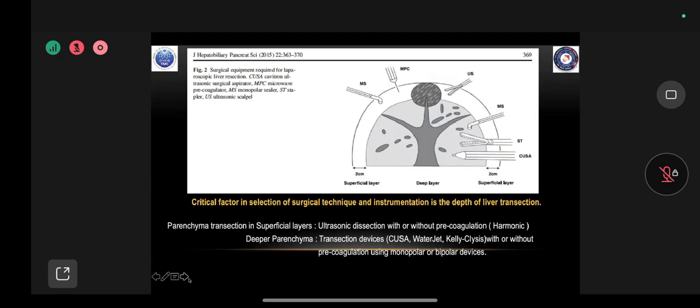So what we practice is that in the superficial layers you use ultrasonic dissection either without or with a precoagulating device, and in the deeper parenchyma you use transection devices like the CUSA or waterjet. And as I said, the Kelly clamp is an elegant method itself.